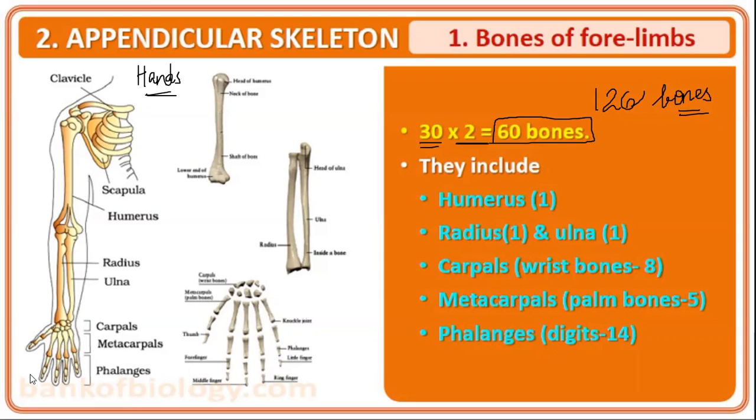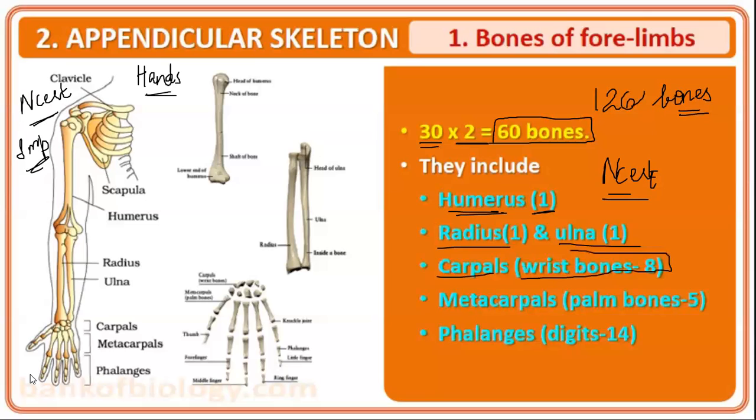This is there in your NCERT and these are previous year questions also. They may ask you to arrange them in ascending order as they appear from the shoulder to the tip. This diagram is also there in your NCERT, so this is an important question for your exam. So humerus, which is 1, radius 1, ulna 1, carpals, which are the wrist bones, 8 in number. Very important MCQ.